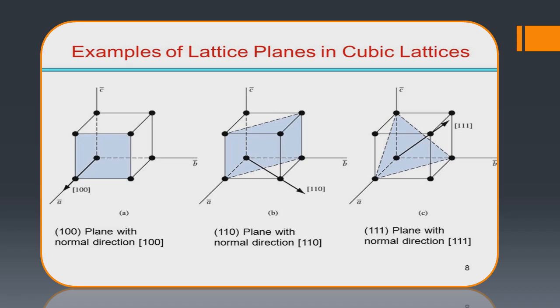The last one is 1, 1, 1. So 1, 1, 1 means the intercepts are in all three directions. So you can easily see 1, 1, 1 over there, and we already discussed the family of it. If there is a bar over the values, it is taken as negative, and you can see the other side. 1 bar 0 0 means the other side of the cube, and it is represented as 1 bar 0 0. Similarly, we can take the other two cubes.